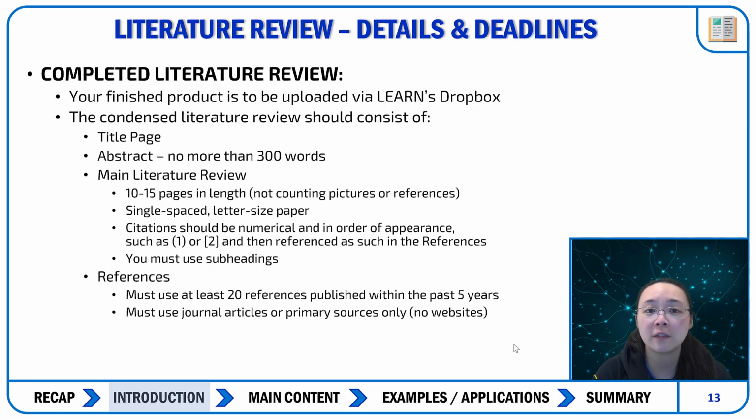So what is included in the literature review? The completed literature review, the finished product, is to be uploaded on Learn's Dropbox. It needs to have a title page, it needs to have an abstract, no more than 300 words, and the main literature review has to be 10 to 15 pages in length, single spaced on letter size paper.